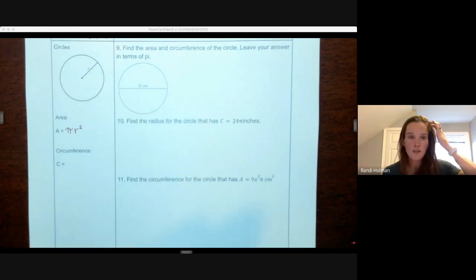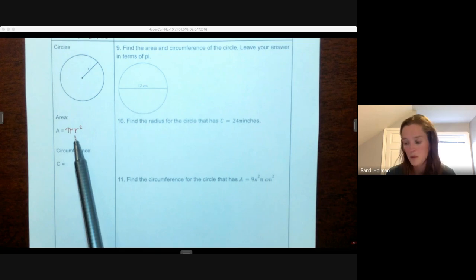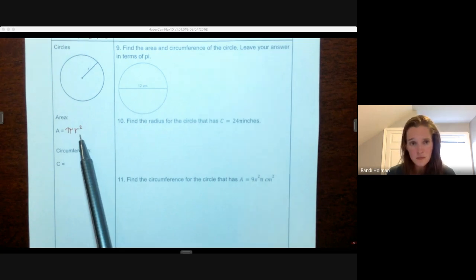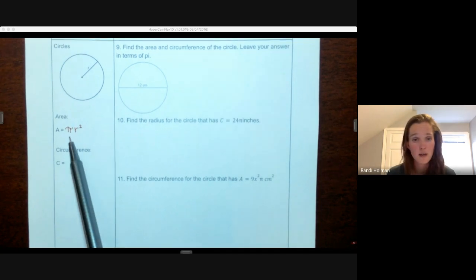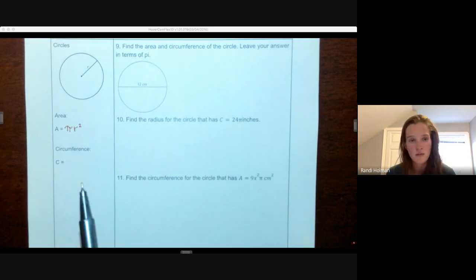Oftentimes people get the area and circumference confused because they both involve pi, and they both sometimes involve the radius. Keep in mind that area is a two-dimensional thing, so we have to be multiplying two dimensions. In this case, we're multiplying radius times radius. Pi is not a dimension, it's a number, right? It's a constant.